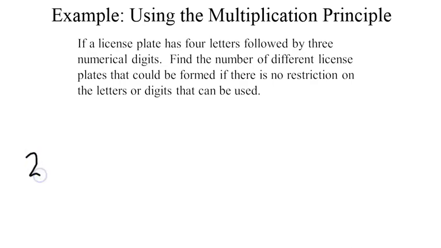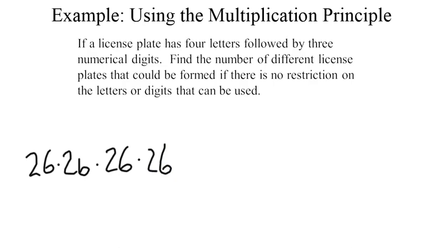So we're going to take our total possible outcome, 26. Now for the second character, if we're picking another letter, there are still 26 different possibilities, 26 letters in the alphabet, so we're going to multiply by 26. For the third character, we're picking another letter, so we're going to multiply by 26. And multiply by 26 again for the fourth character, that is going to be a letter.